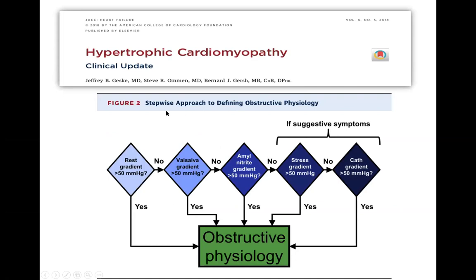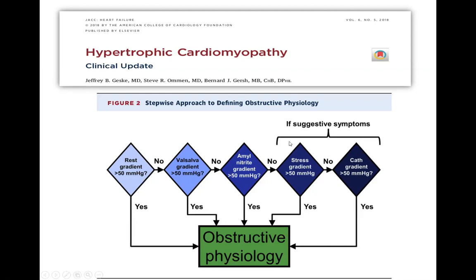Here is the stepwise approach to defining obstructive physiology. If the patient has a resting gradient of more than 50, it's a no-brainer. Then this is obstructive physiology. If the patient does not have a resting gradient, then you do a Valsalva. If with the Valsalva the gradient goes up to 50, if yes, this is obstructive physiology. If not, then you give amyl nitrite because you want to dilate him, and you see if it's provoked. If it's provoked to more than 50, it's obstructive.